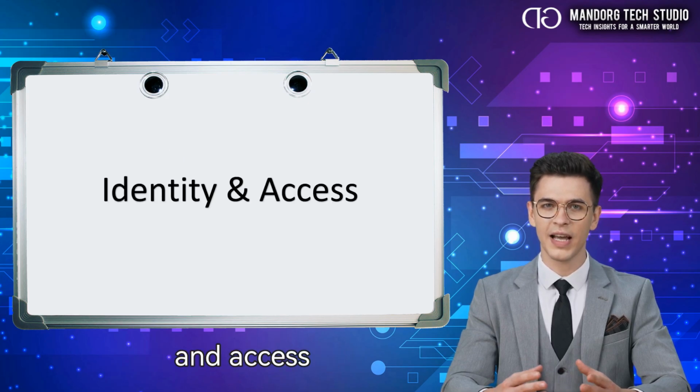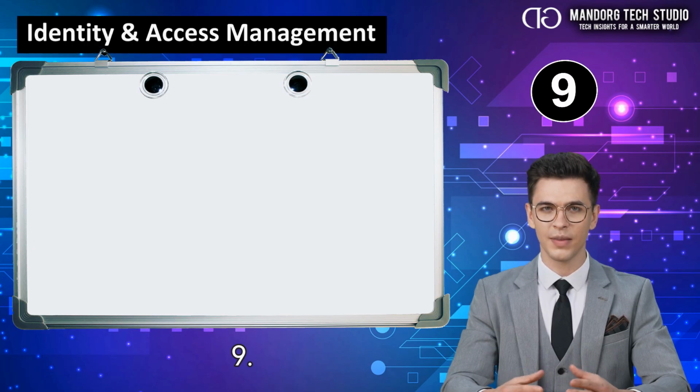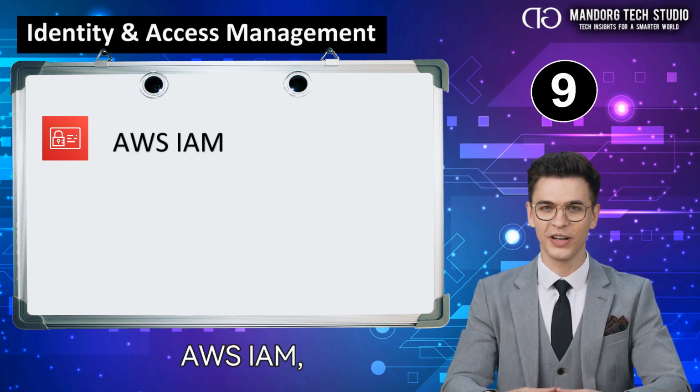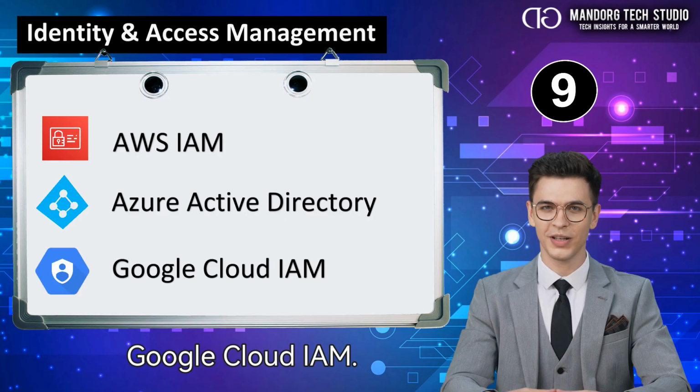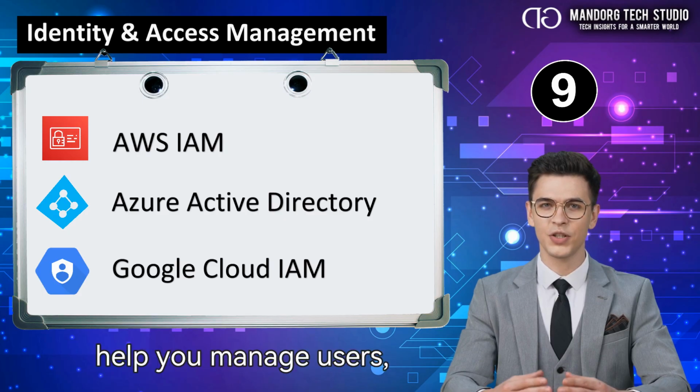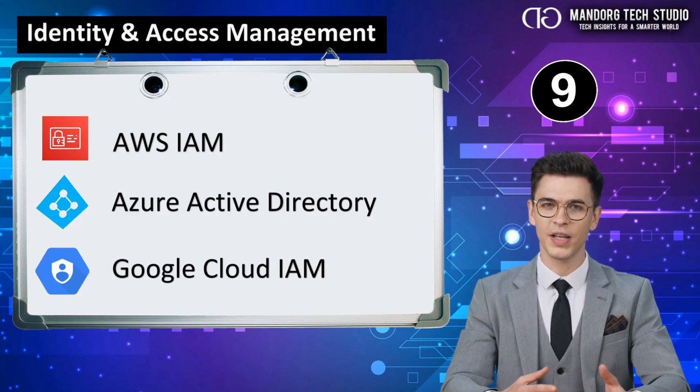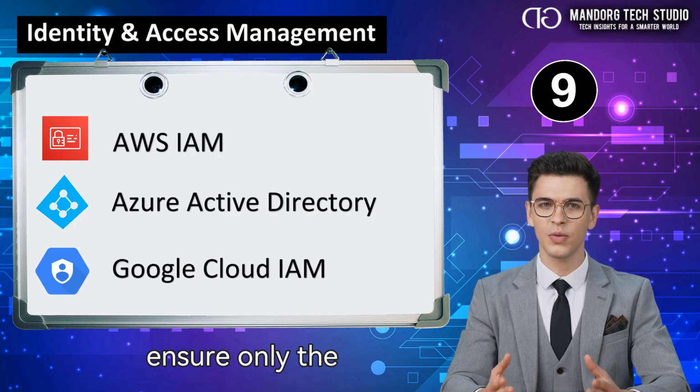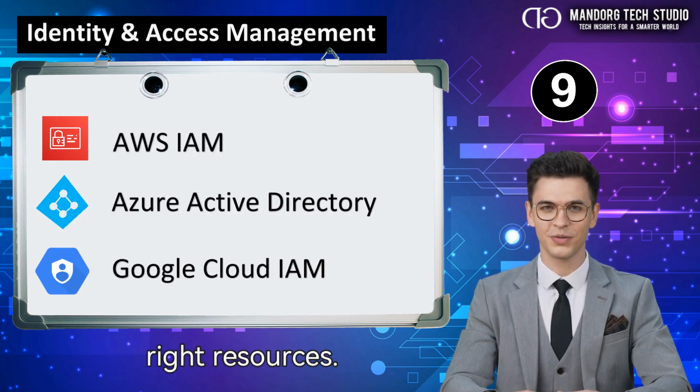Now, for identity and access management. 9. AWS IAM, Azure Active Directory, Google Cloud IAM. These services help you manage users, permissions, and roles securely. They're the gatekeepers that ensure only the right people have access to the right resources.